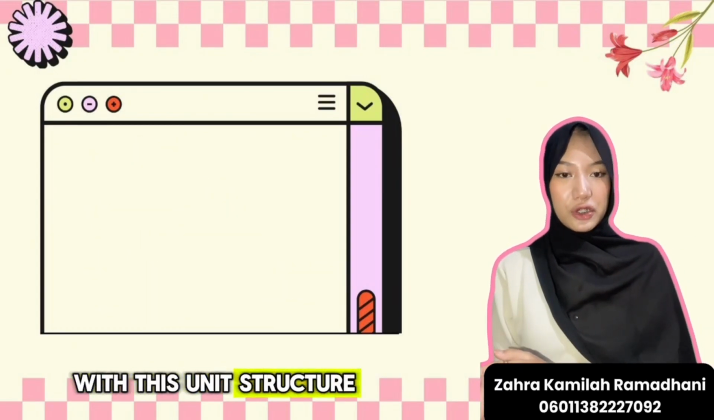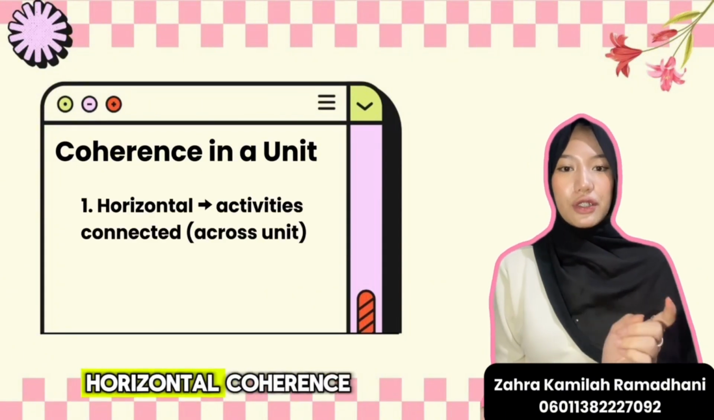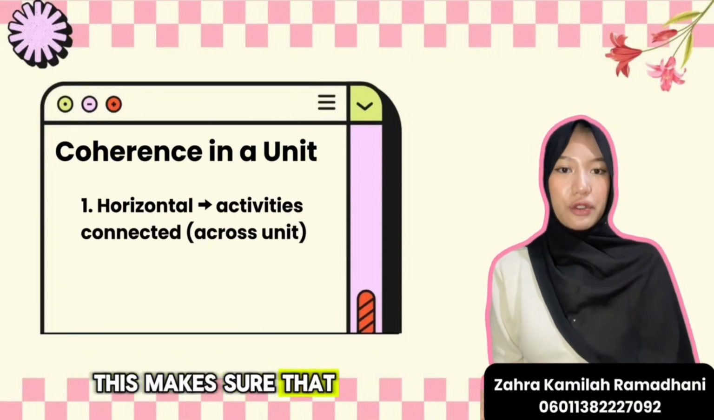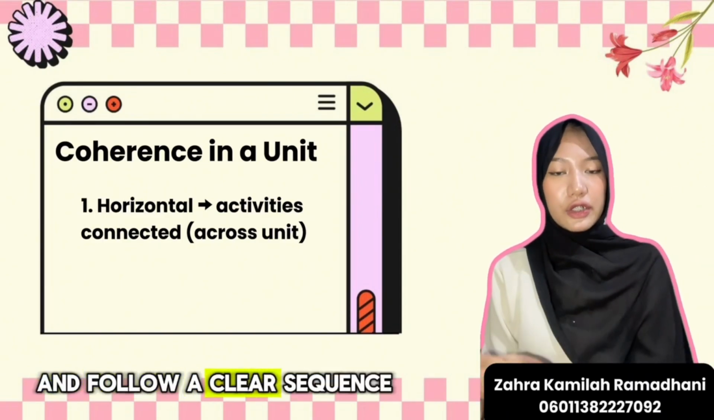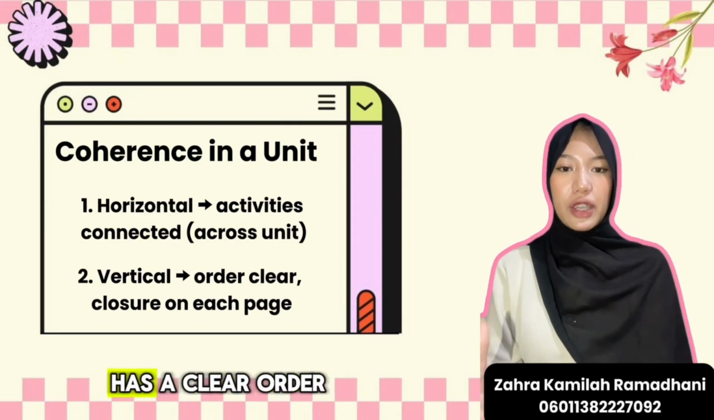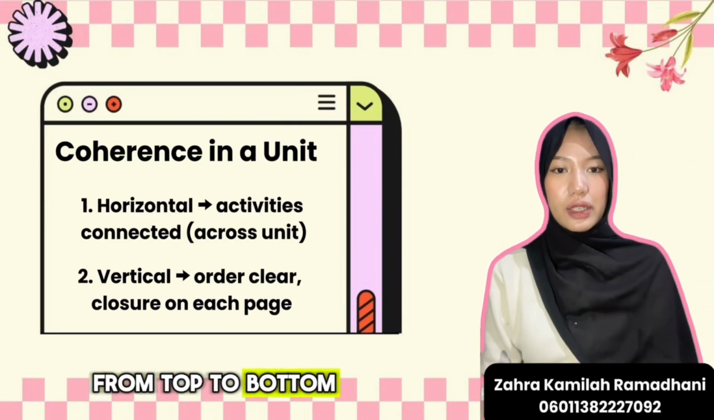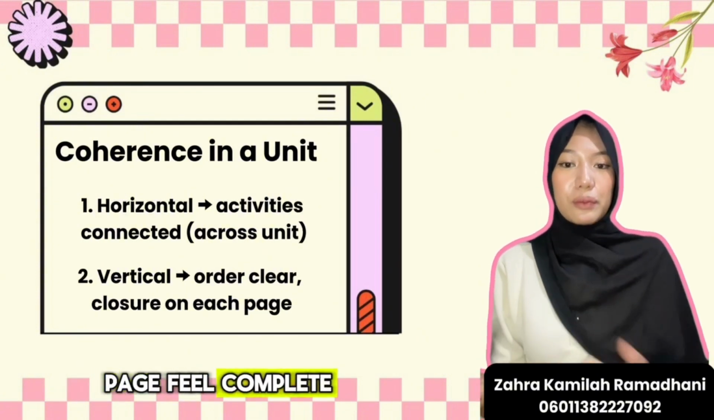With this unit structure, 2 types of coherence are provided. The first one is horizontal coherence. This makes sure that all the activities in one unit are connected and follow a clear sequence, while vertical coherence makes sure that every page has a clear order from top to bottom. And at the end, there is a closure, activities that make the page feel complete.